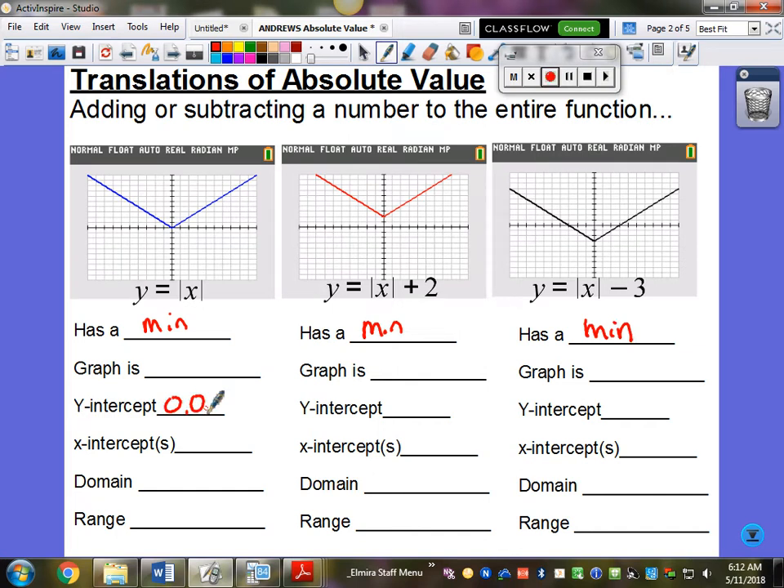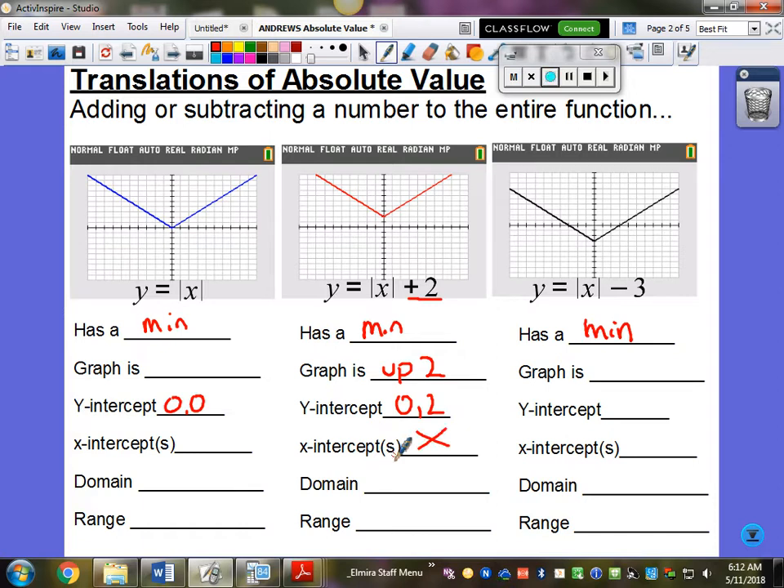Now, what did adding 2 on the outside of the bars do? Well, it shifted the graph up 2. So the graph is up 2. So if I add something to the absolute value, then that shifts it up. So the y-intercept is now at 0, 2, and I no longer have any x-intercepts.